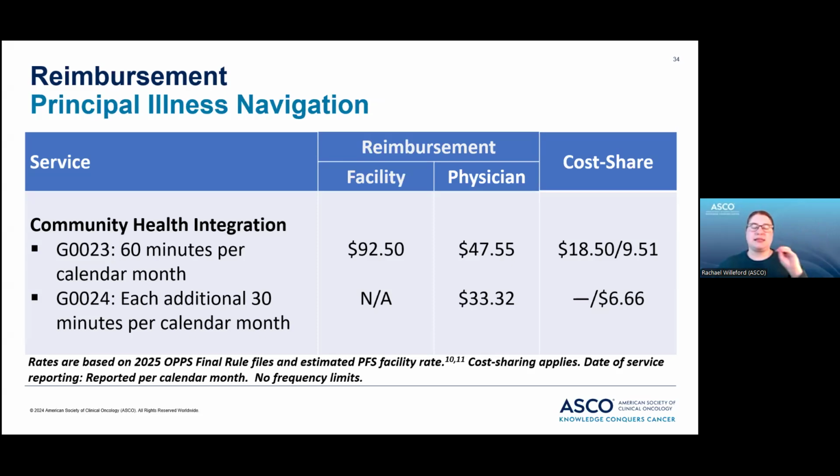Again, it's the same setup, so it's the same reimbursement rates and the same bundling. You're going to see the physician and then the facility, and then the cost sharing would be about $18.50 for the facility and $9.51 for the physician for that primary code. There would not be an add-on code in the facility, but the physician rate cost share would be $6.66 for those codes.